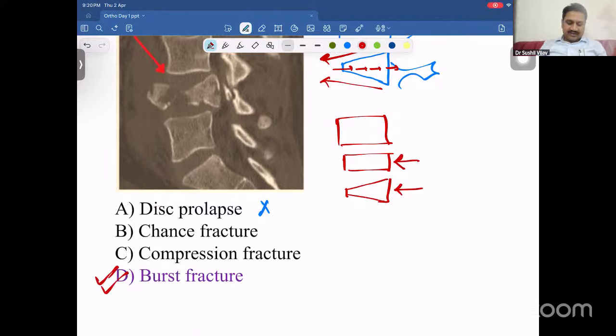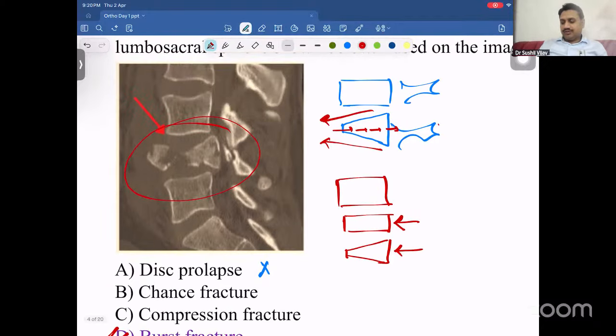What kind of fracture is this? This is your burst fracture of the vertebra, right? That is the worst fracture of the vertebra, the burst one. This is Chance, right? What is a Chance fracture?